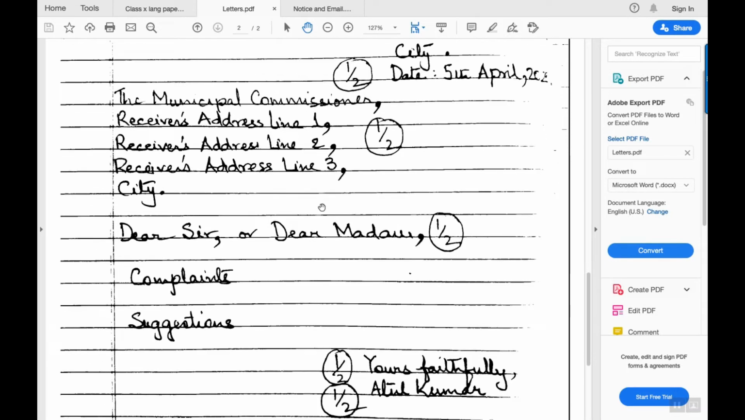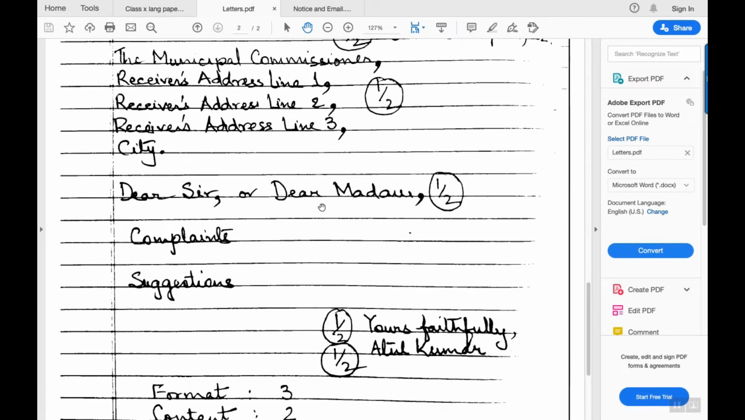Now coming to the salutation, it will be dear sir or dear madam. It will not be respected sir, respected madam, or it will not be ma'am. It will be full madam.